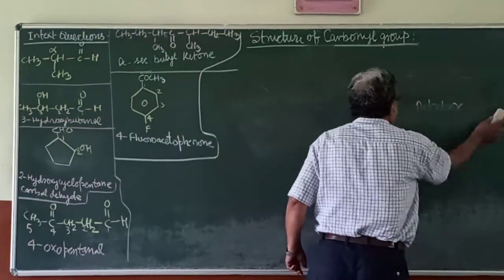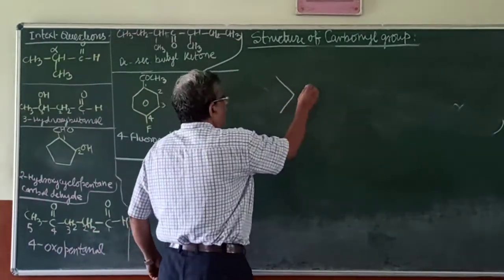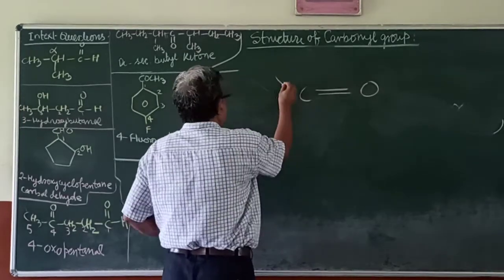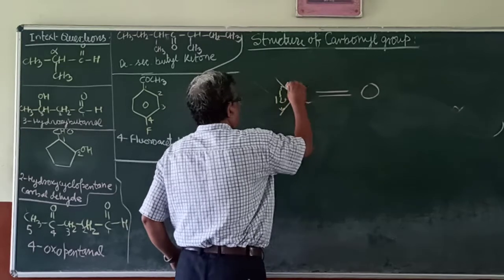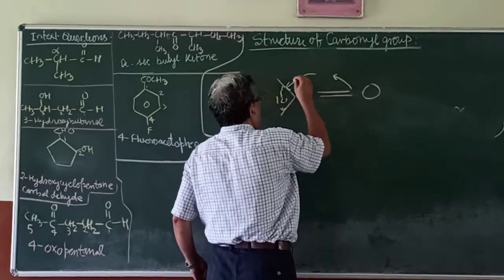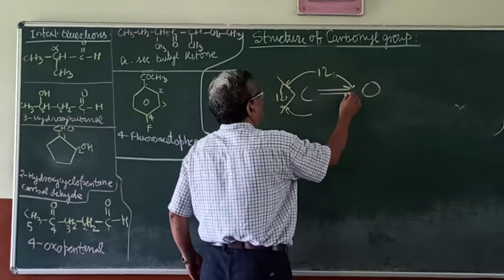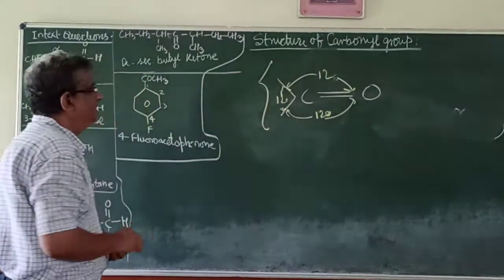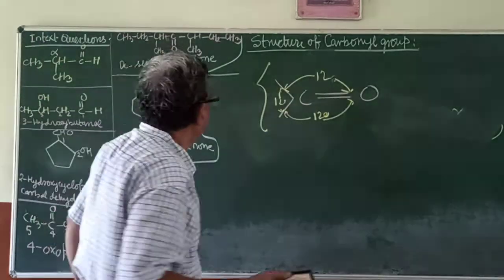One last thing, this carbonyl group is planar. Why is it planar? Because the angles are of 120 degrees. This is, I write here, 120. This is 120 and this is 120 degrees. This is all about the structure of carbonyl group.